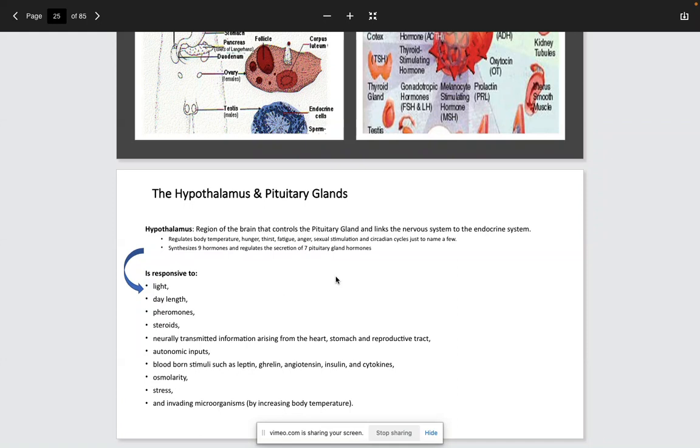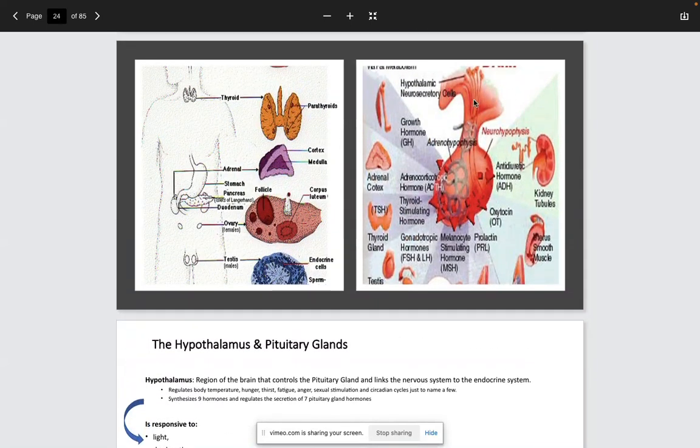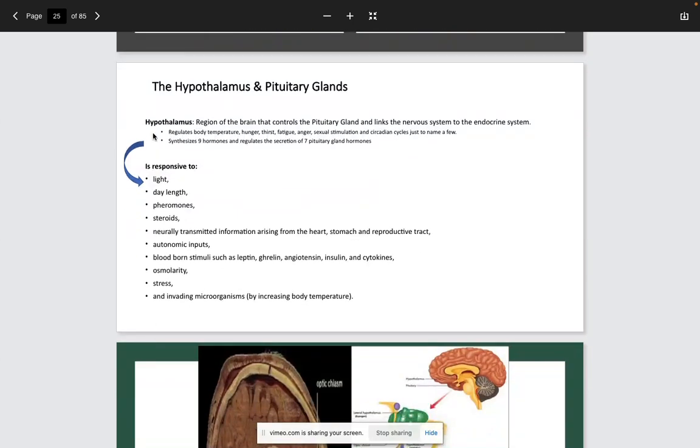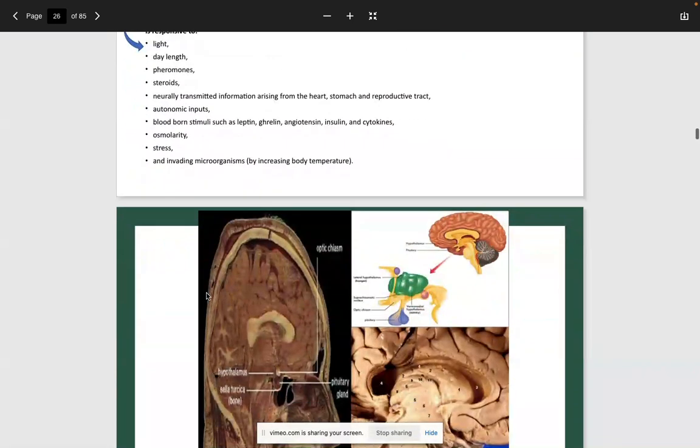Here, this is going into more detail right now. The hypothalamus, this is a region of the brain that controls the pituitary gland, and it links the nervous system to the endocrine. This is the hypothalamus. This is the pituitary gland. There's two portions of the pituitary: the anterior portion, which is the front, and the posterior portion, which is the back. The hypothalamus is responsible for regulation of body temperature, hunger, thirst, fatigue, anger, sexual stimulation, and circadian rhythm. It's responsive to a variety of different things: stress, osmolarity, steroids, pheromones, day length, light. So there's a lot of different stimuli that cause the hypothalamus to release hormones.